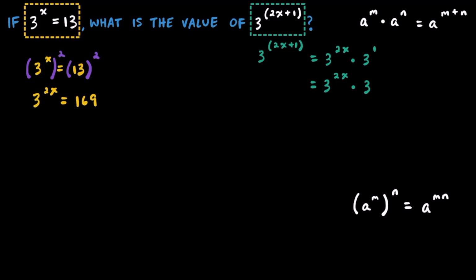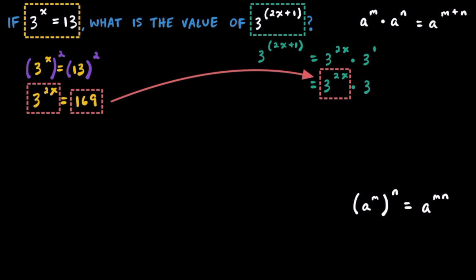Oh, so wait, this is kind of cool. Are you noticing what I'm noticing? This 3 to the 2x power matches this 3 to the 2x power to the right. Now if we know that 3 to the 2x power is equal to 169, we can make a substitution and swap this out. We can say that this would be equal to this 169 that we just came up with. So this is going to be 169 multiplied by 3. If you multiply 169 by 3, we should end up with 507.